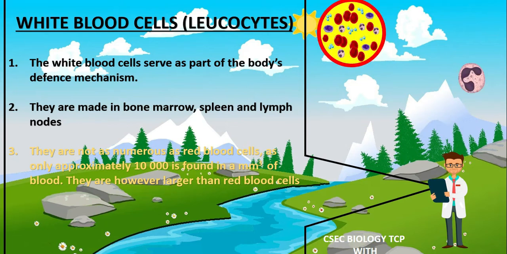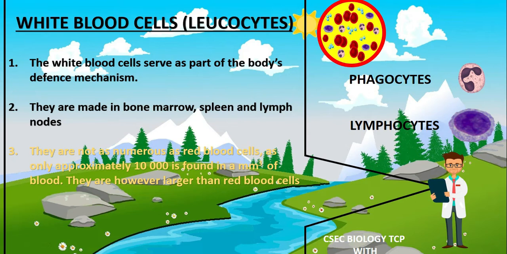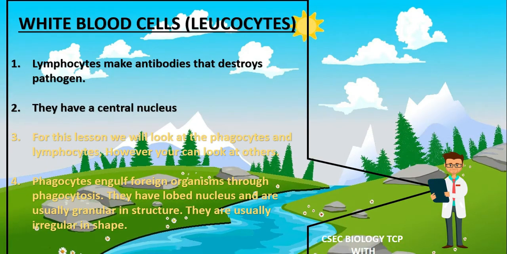There we have it, the phagocyte, a type of white blood cell. The lymphocyte, another type of white blood cell, and we must be reminded that these are not the only types of white blood cells, but of course, you'll continue the research. Lymphocytes make antibodies that destroy pathogens. They have a central nucleus. It is important to note that we are not going to be covering other types of white blood cell for this lesson. However, you'll be treated with information on the phagocytes and, of course, lymphocytes.